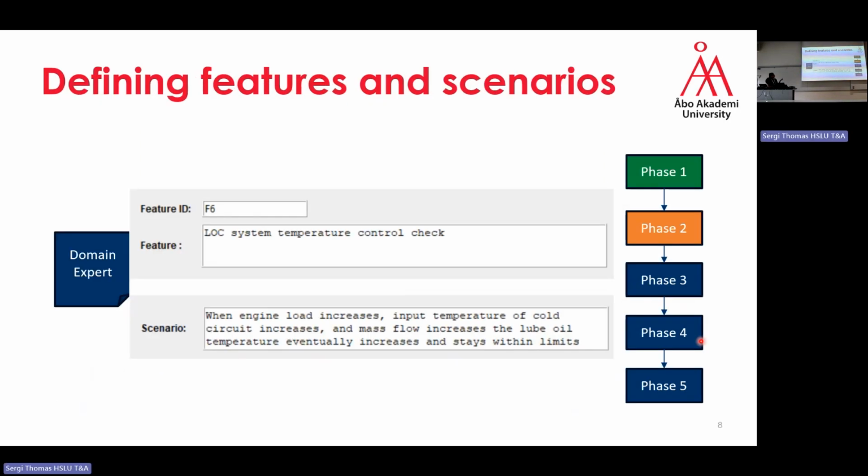And the first step is to extract the information from the XML, and then we proceed with the next step where we define the features and scenarios to be tested for the system under test. And at this point, if the relevant information is not extracted from the documents, a domain expert needs to be in the loop to enter this information.